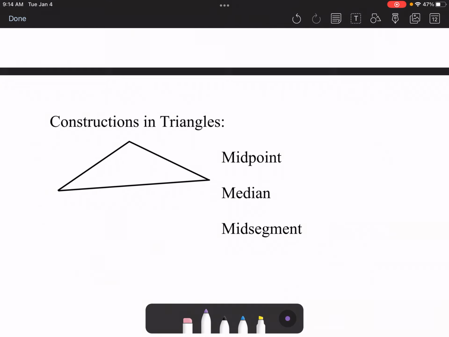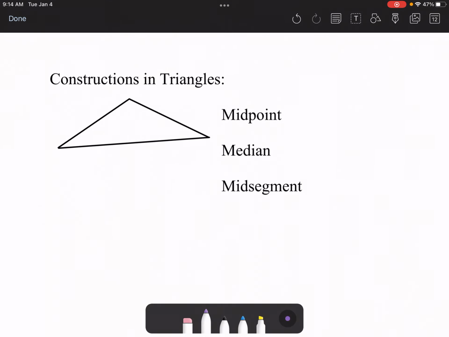So, some other properties or constructions. In triangles, you can create various different things. Well, one of the constructions you can create is called a midpoint. And as you can probably guess, this is just a middle point. So all I have to do is grab my ruler. I'm going to measure the side length here of one of my sides and find the middle point of it. So this little red point that I've created is called a midpoint.